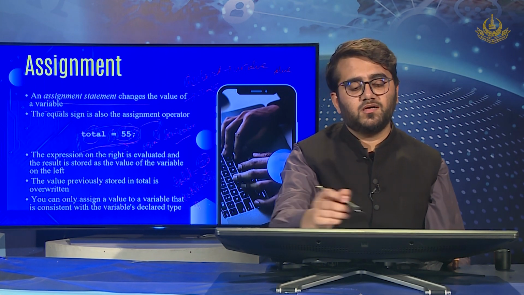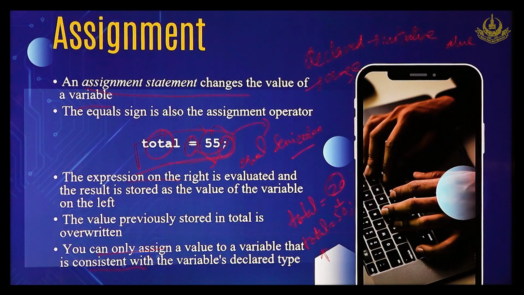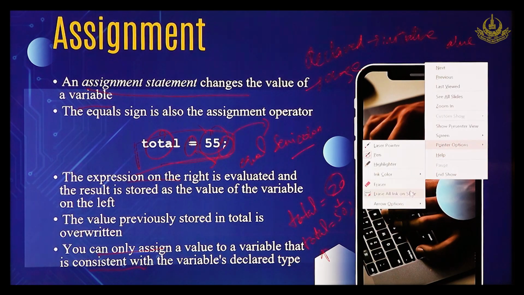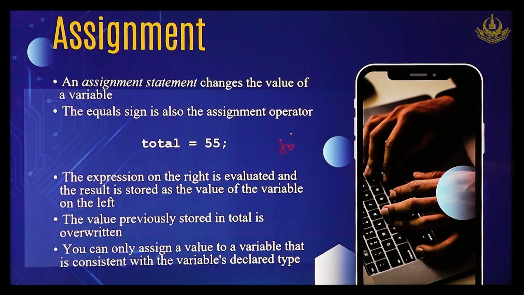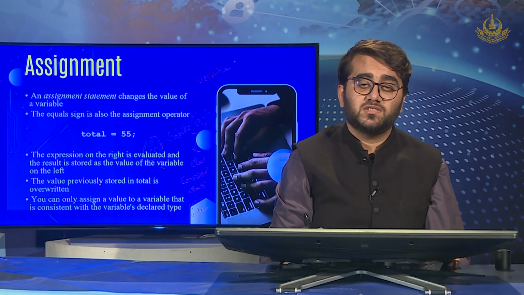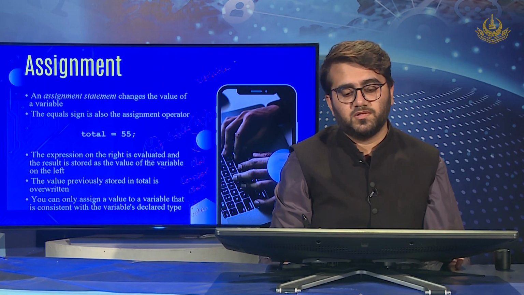Okay. The last thing is the most important, consistency. For example, if you have total and you try to assign it a value of a, it will not work because this is an integer type of variable and what you are assigning it is a character. So you have to be consistent. Character type values can only go in character type variables. Integer type values can only go in integer type variables. That is how data type consistency works in programming languages and also in C++.